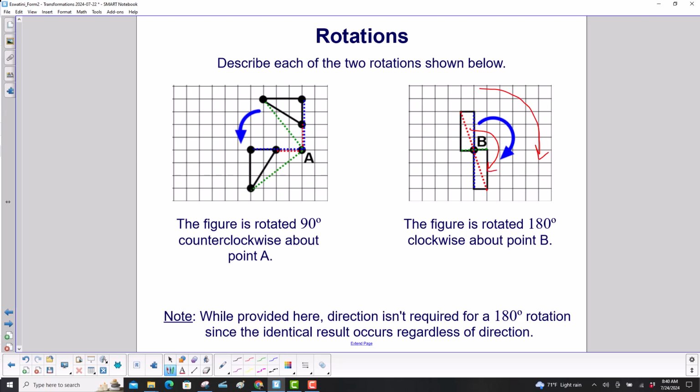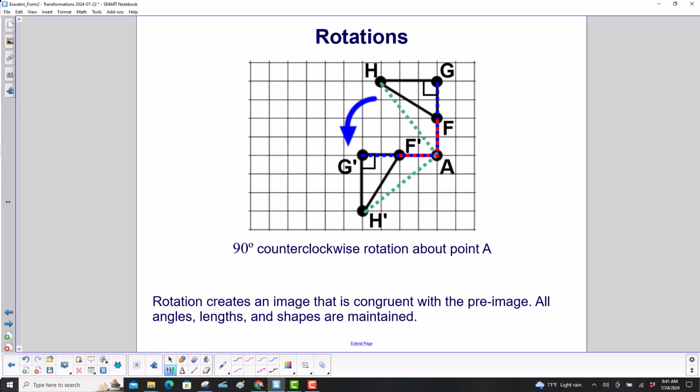While provided here, direction isn't required for a 180-degree rotation since the identical result occurs regardless of direction. Whether you go this way 180 or this way, it's the same result. Here we have a 90-degree counterclockwise rotation about point A, and here's your angle, 90 degrees, that's a right angle right there.